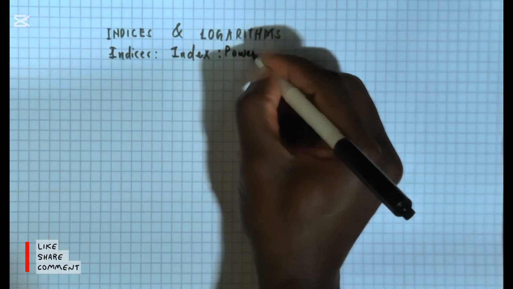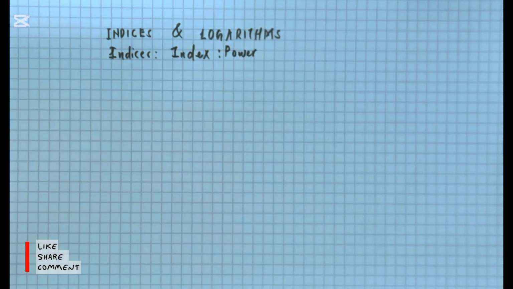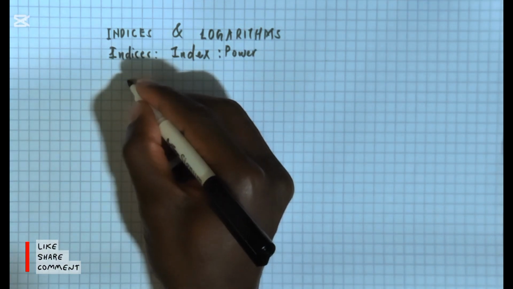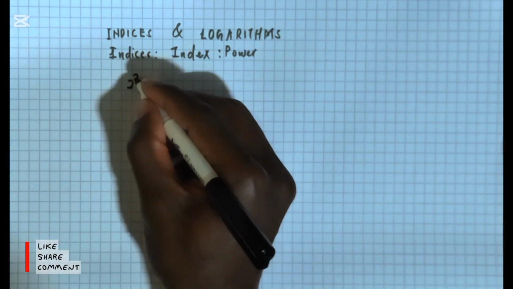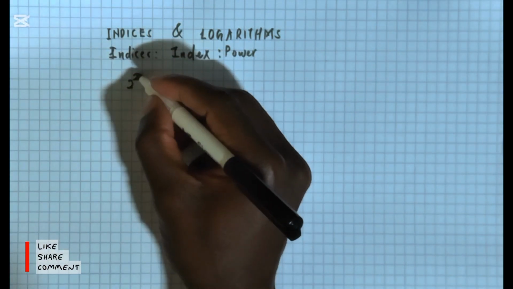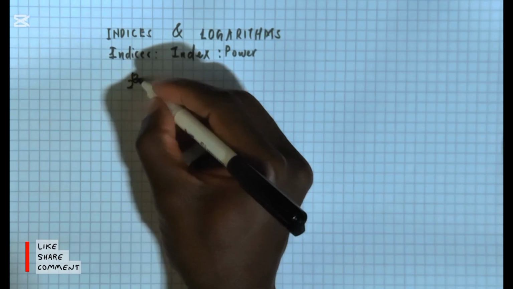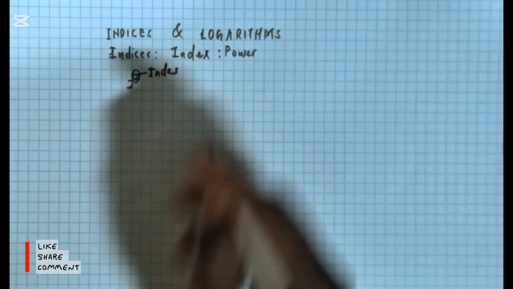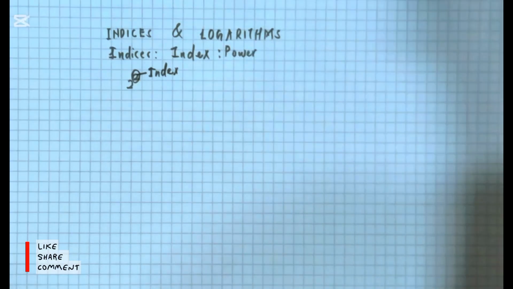So for example, let's say you're given a number raised to a number. Let's say you're given the number 2 and it is raised to 2. This is commonly known as 2 squared. The superscript here is what we call the index. It is the number to which the base is raised.